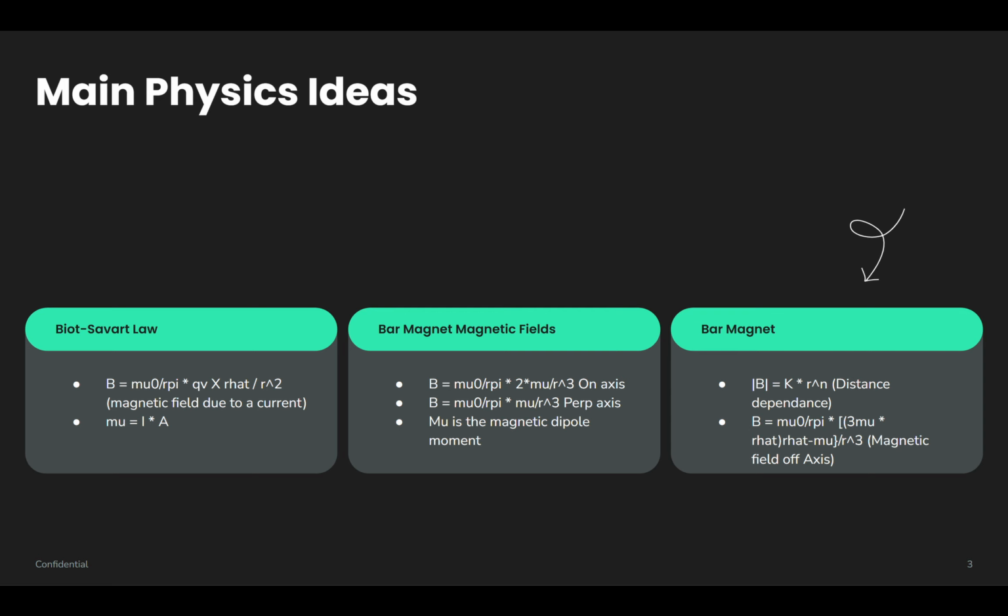The second one is when the observational position is on the perpendicular axis, where mu is the magnetic dipole moment, which points from the south to the north pole. In the bar magnet, we have the distance dependence formulas and the magnetic field off-axis formula, for when it's not perpendicular or on axis.